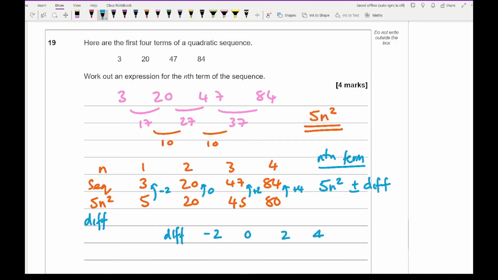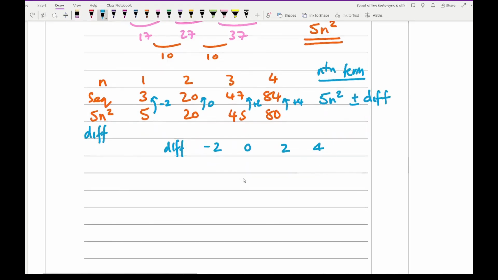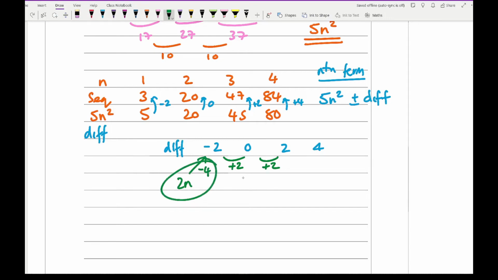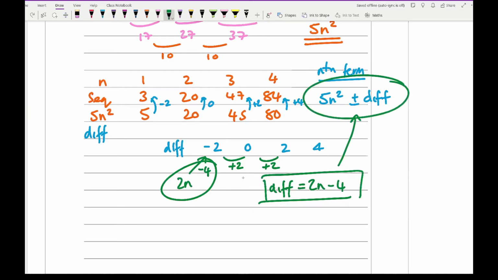So what I now want to do is work out the nth term of the difference. Here you can see that it's going up in 2's, so I've got 2n. And then what do I need to get from 2 to minus 2, which is take away 4. So therefore the difference has got an nth term of 2n minus 4. So all that's left for me to do is substitute it into this here. So the nth term of the quadratic sequence is going to be 5n squared plus 2n minus 4.